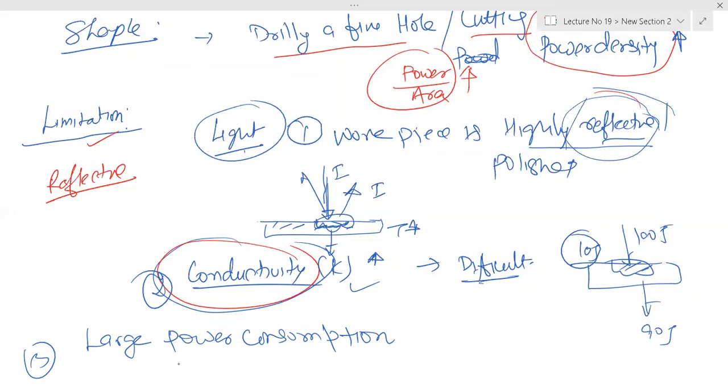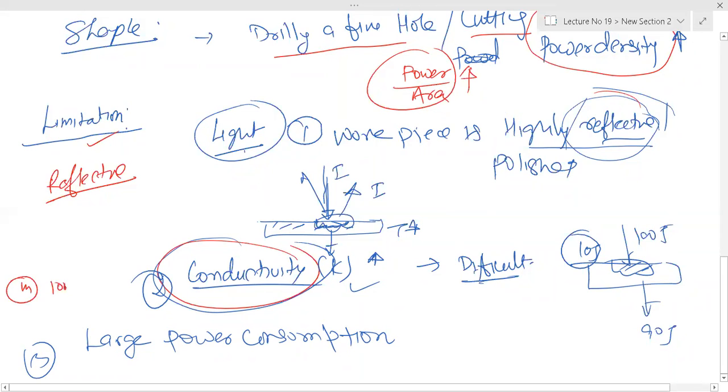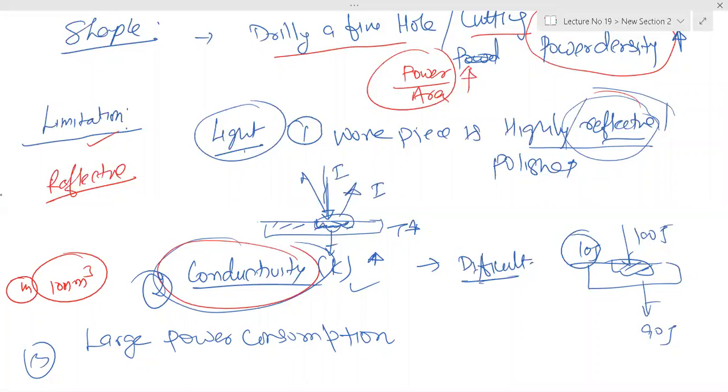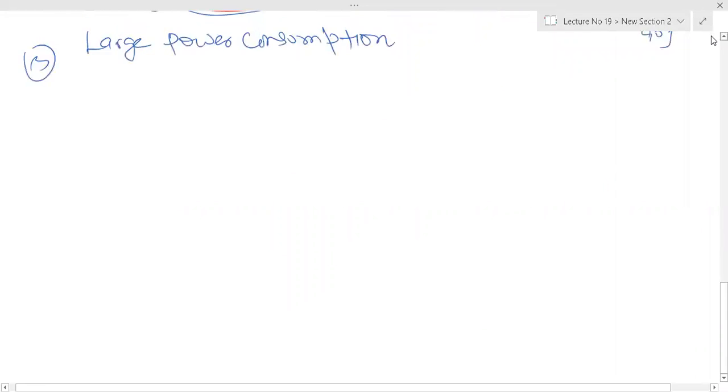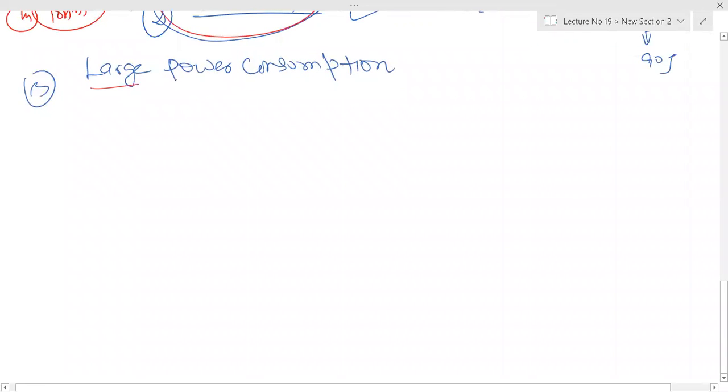Now, if you want to melt a small part, suppose a mass m, suppose 10 millimeter cube you want to melt, then you need that m s delta T. That is the sensible part, and the latent part, m L. So this much energy you require to melt the material. If that is not achieved, the material will not melt. So it is very difficult for a material which has high conductivity and reflectivity. And again, one thing I discussed, that the power consumption is also large.